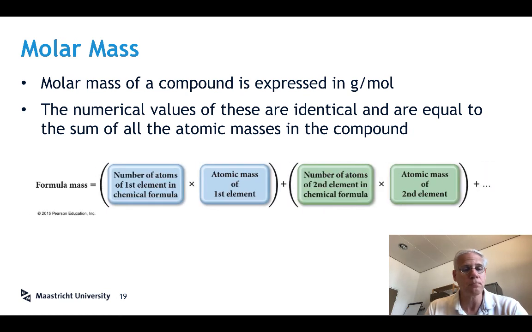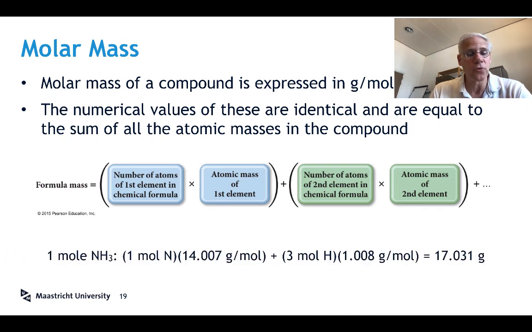So what we do is take the number of atoms of the first element times its atomic mass from the periodic table, plus the number of atoms of the second element times its molar mass. And we just do that until we've calculated in all of the different elements that make up a compound. And once we do that, we end up with the molar mass of a compound.